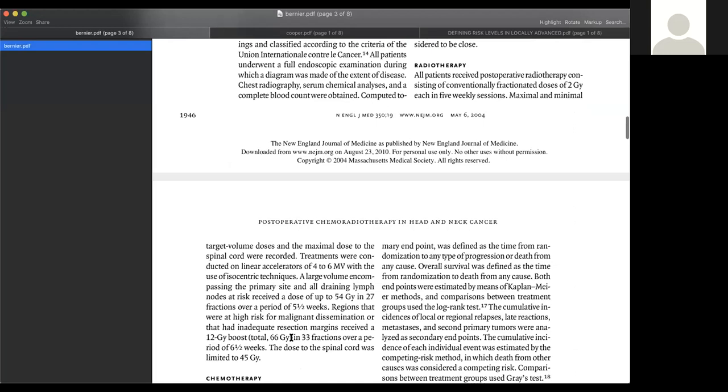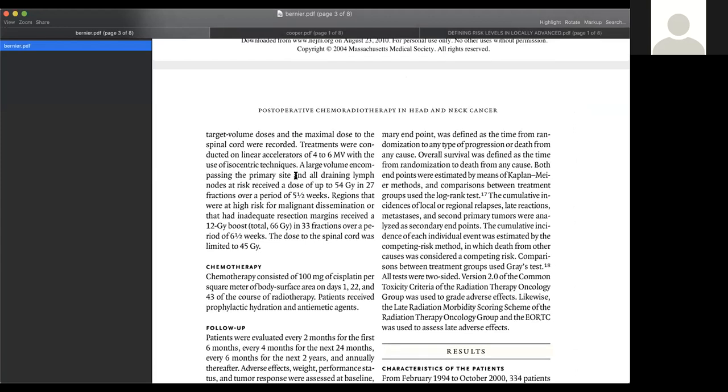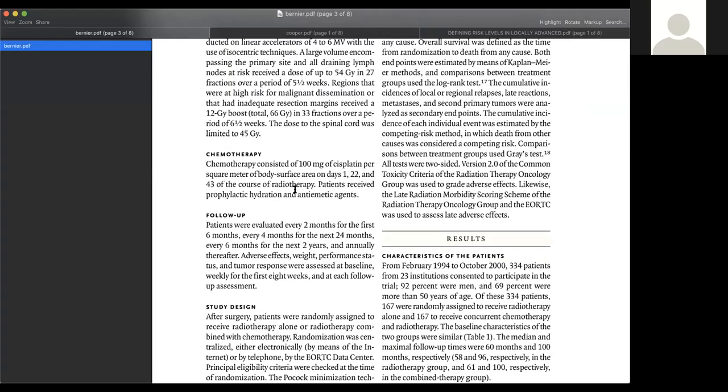And cisplatin, as I mentioned to you, was 100 milligram of cisplatin per meter square on day 1, 22, and 43. And the patients were also followed up as per the standard norm. That is, they were followed up every 2 months for the first 6 months, 4 months for the next 24 months, 6 months for the next 2 years, and annually after that.